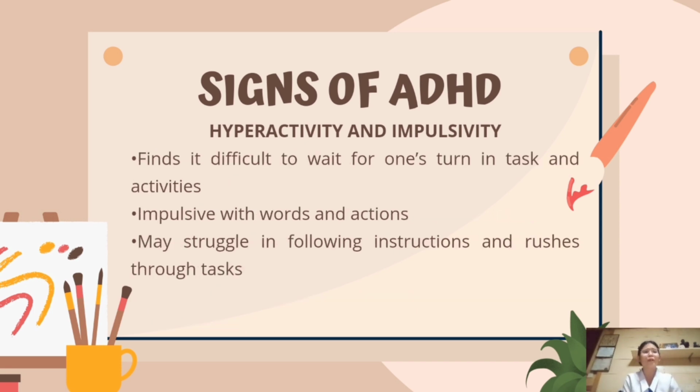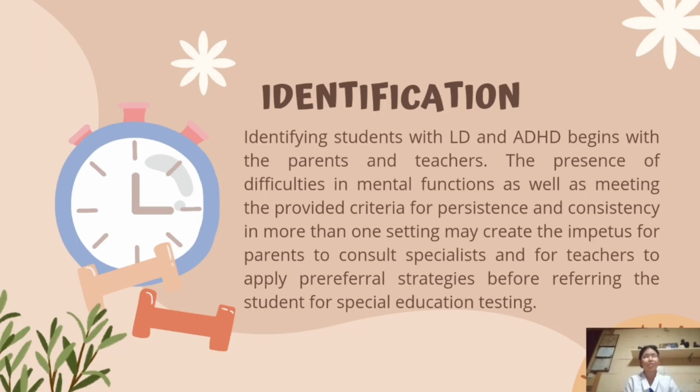Finds it difficult to wait for one's turn in tasks and activities. Next, impulsive with words and actions. Next, may struggle in following instructions and rushes through tasks. So, always in a rush. The same with the first one, which is the inattention, the child here is struggling in following instructions, but the difference is that the child here in hyperactivity and impulsivity rushes through tasks. So that's it. So now let us move on to the identification.